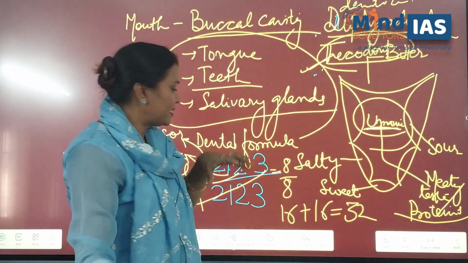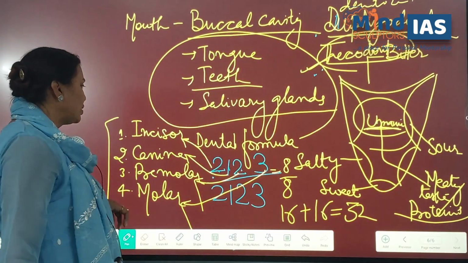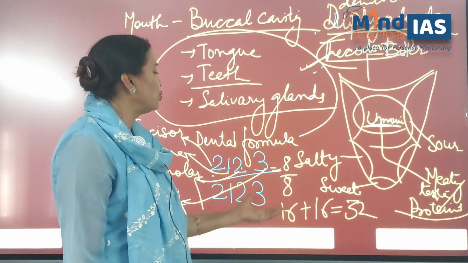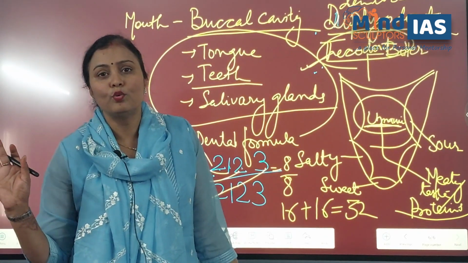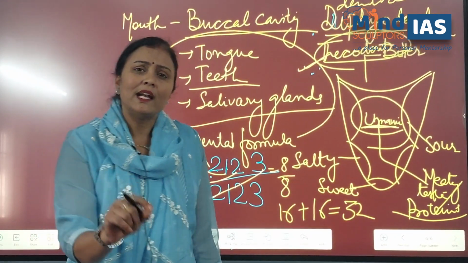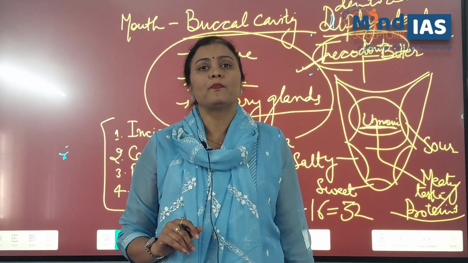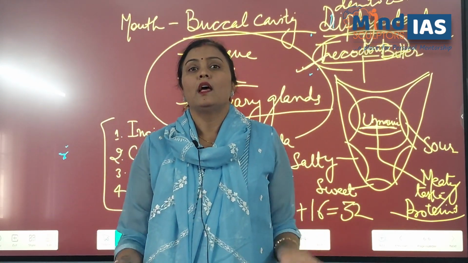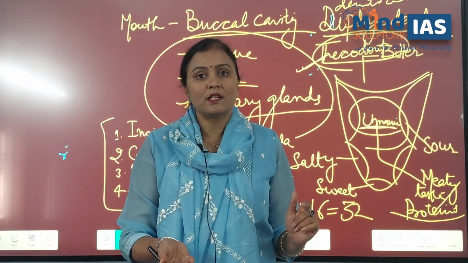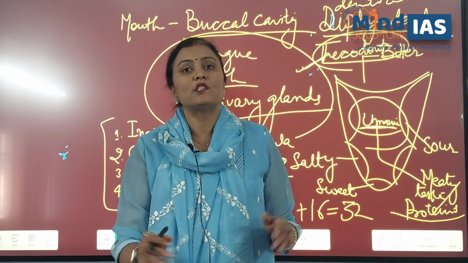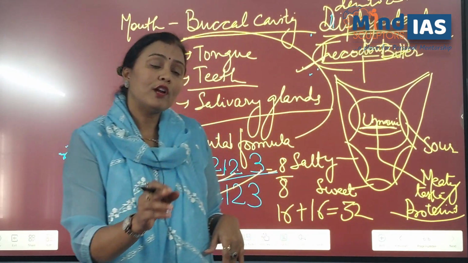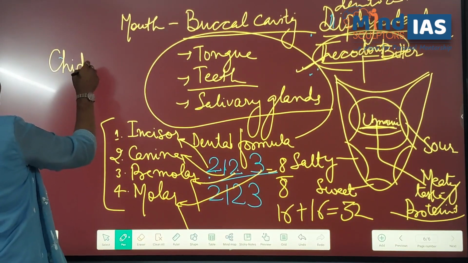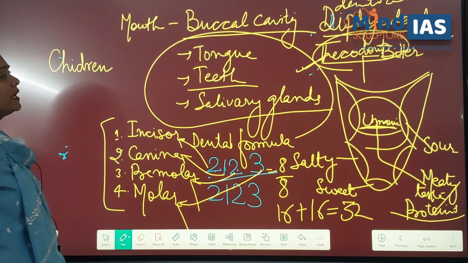Now, one very interesting thing which I want to tell you: I have written this dental formula 2123 and I have written that we have 32 teeth. So is the dental formula for a child also the same? Because here I am saying that we have a diphyodont pattern of teeth. In childhood also we have a certain number of teeth which are replaced by the permanent teeth. So for children, do we use the same dental formula?